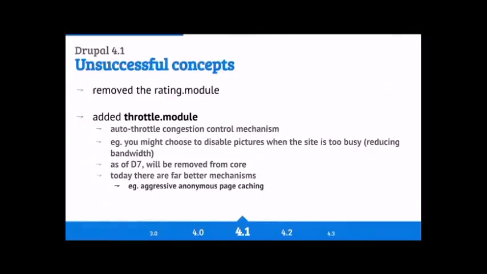And also Drupal 4.1 had some concepts that didn't live. It removed the rating module, which was added in Drupal 2. It added the throttle module. That was the module that Jeremy wrote for kerneltrap.org. It was actually an auto-throttle congestion control. So basically, you could set your site to disable images or blocks or modules in case it gets too busy, in terms of traffic or users.